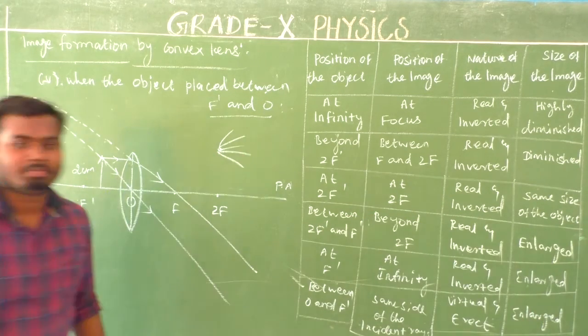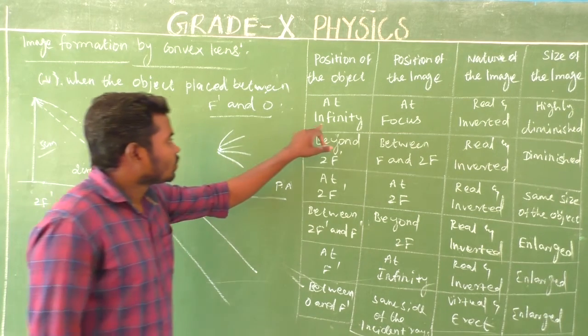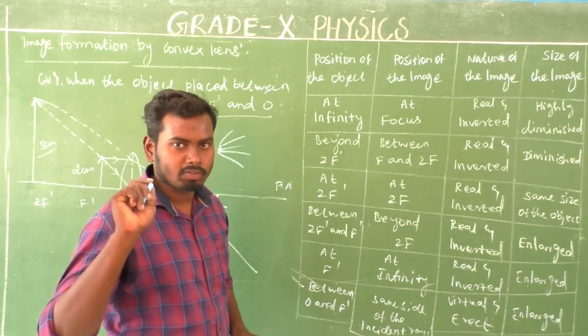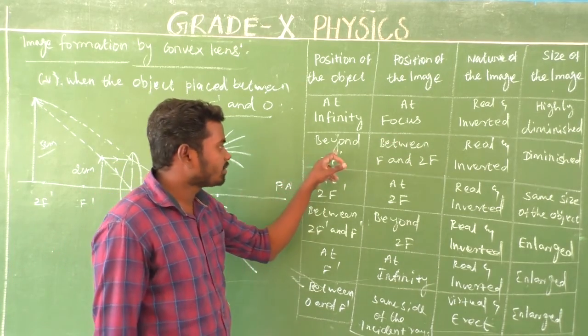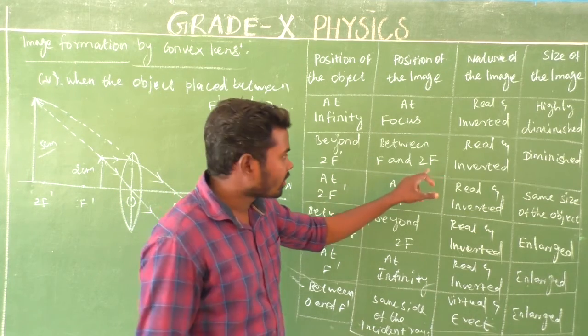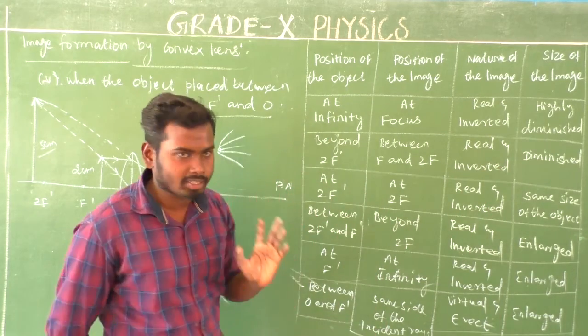That's all very simple. Is it clear? So look at here. If you place the object at infinity, where is the image formed? At focus. Image is formed at focus. Next one, if you place the object beyond 2F', the image is formed between F and 2F. That image is a real, inverted image. The size of the image diminishes, which means it is smaller than the object size.